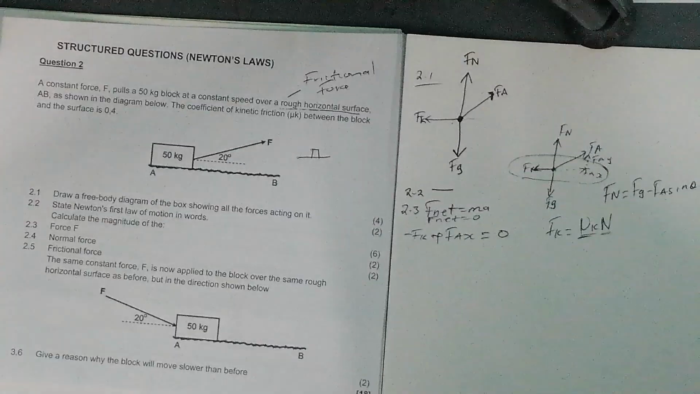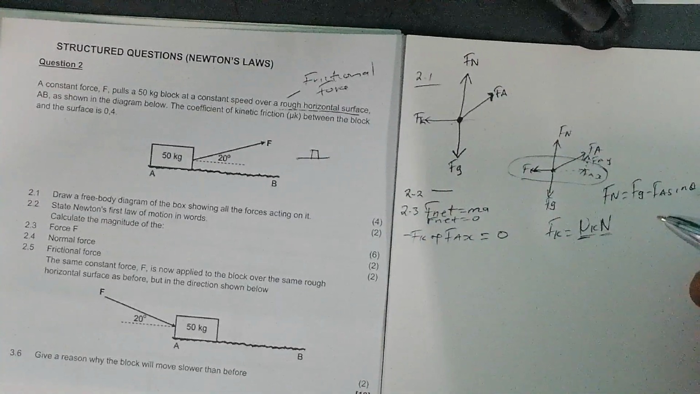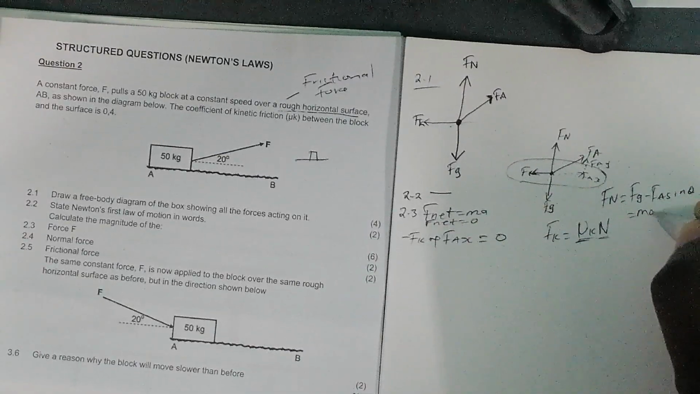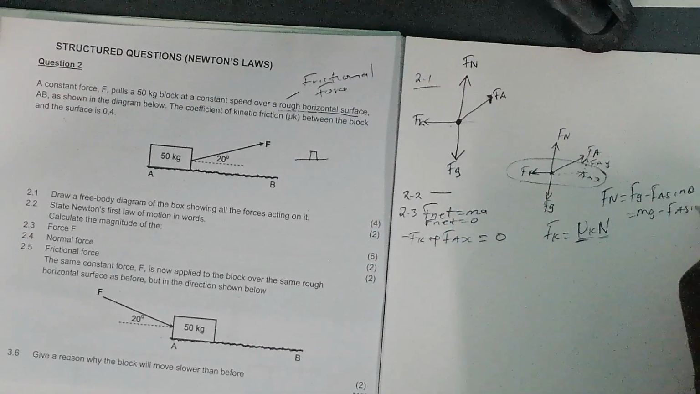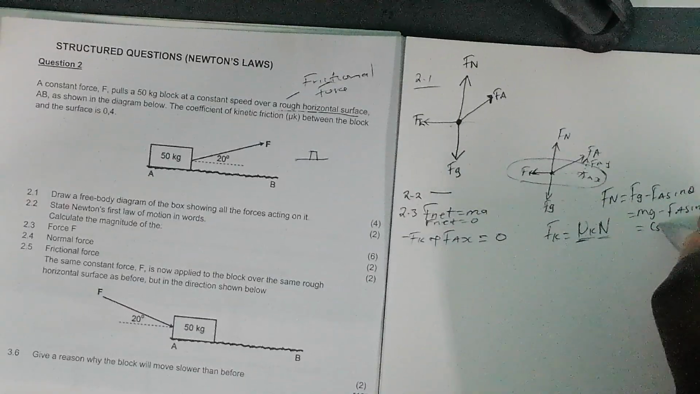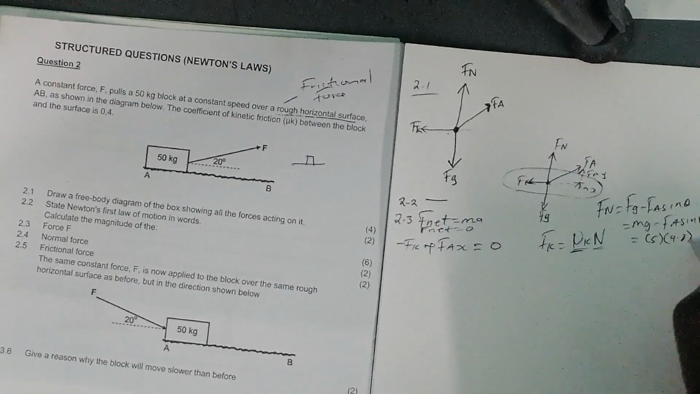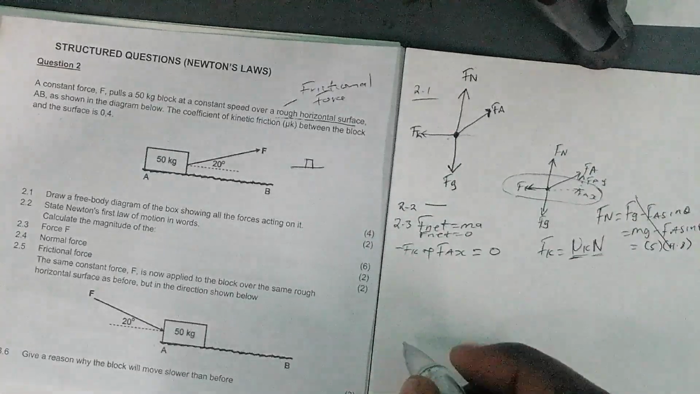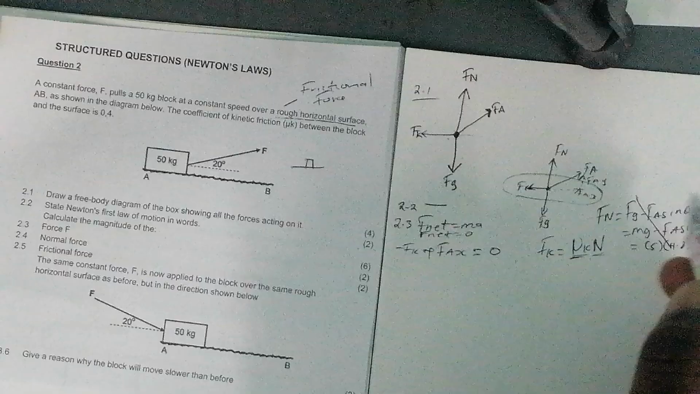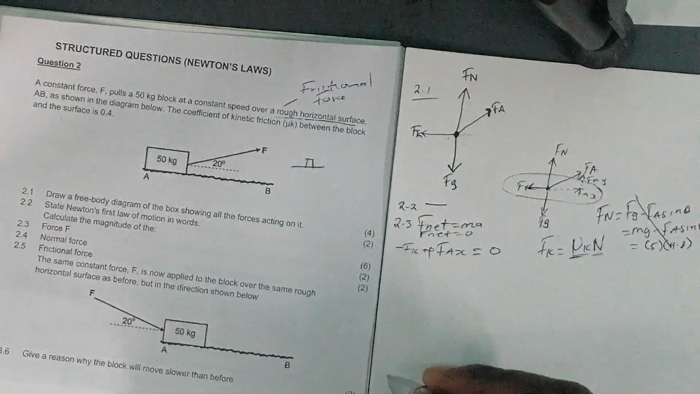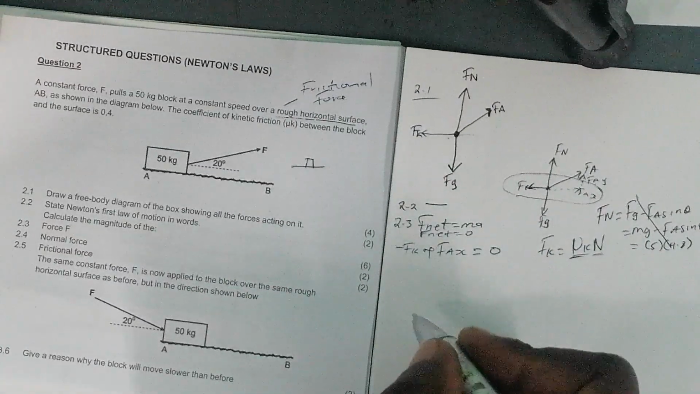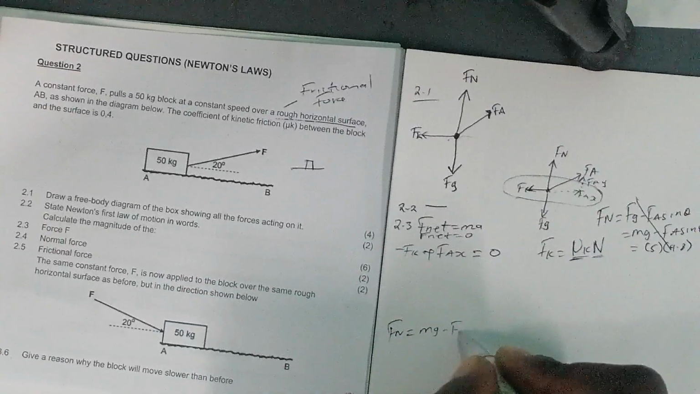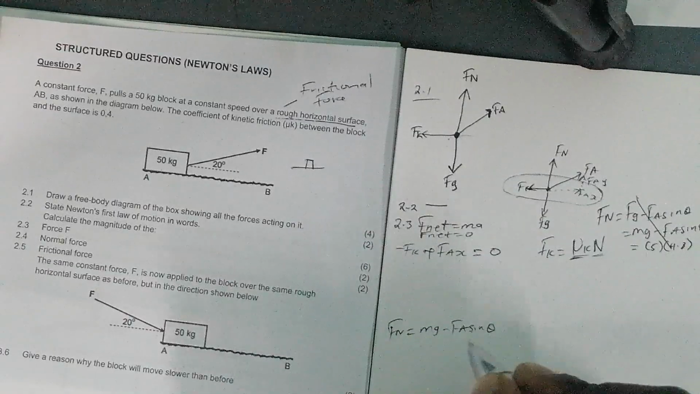Fg minus Fa sine theta. What's the value of mg? Which is mg minus Fa sine of theta. M is 5, g is 9.8. Okay, let me take this and write it here so that you can see. Make sure that you start by writing this first. It's Fn equals mg minus Fa sine of theta.